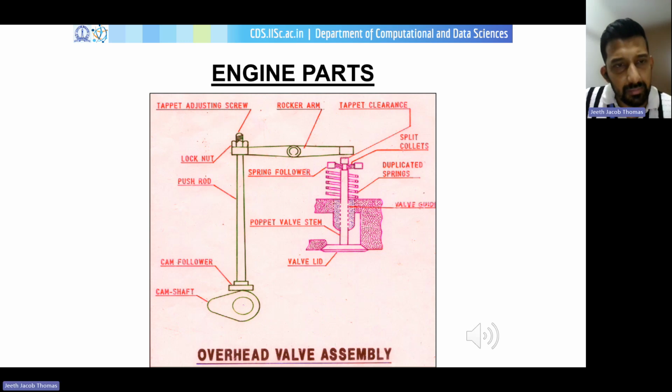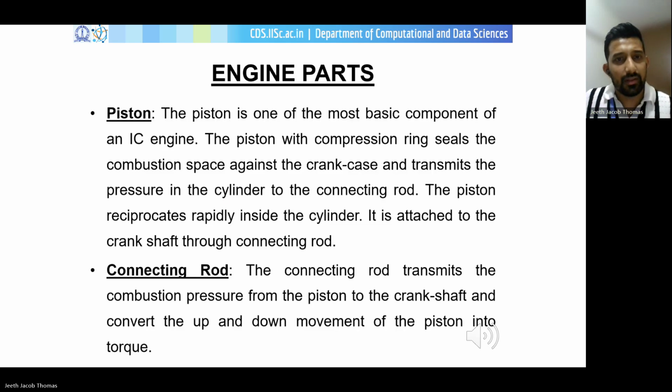Now, this diagram will help you understand the parts that we are speaking about right now. You can see that this is the overhead assembly. Visualize this over the cylinder. You can see the camshaft and rocker arm and stuff like that, which we just spoke about. The piston, you've seen animations of the engine. The piston is one of the most basic components of the engine. The piston reciprocates rapidly in a typical reciprocating engine.